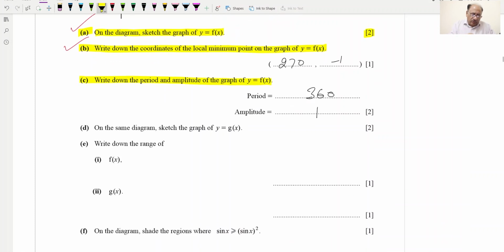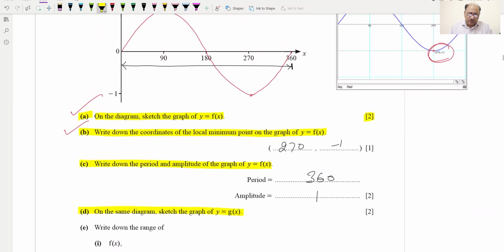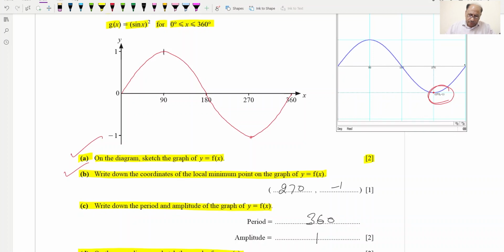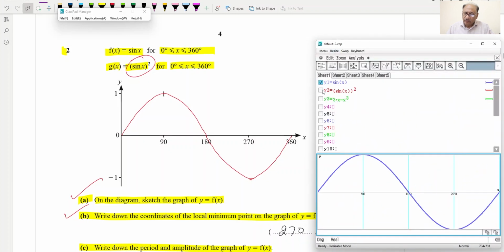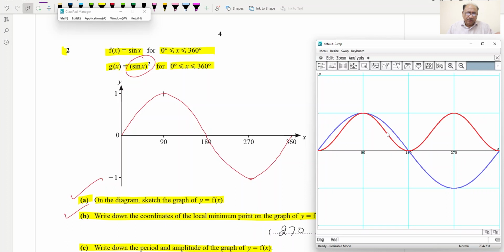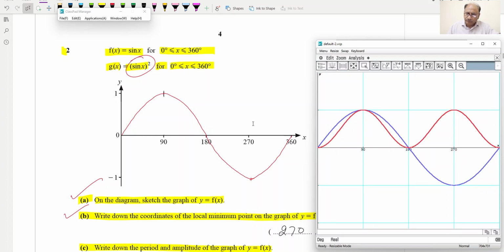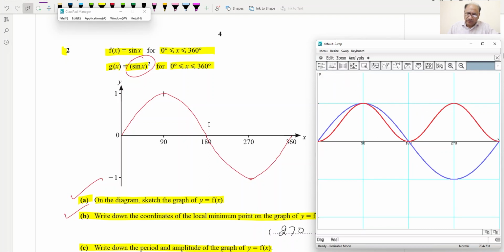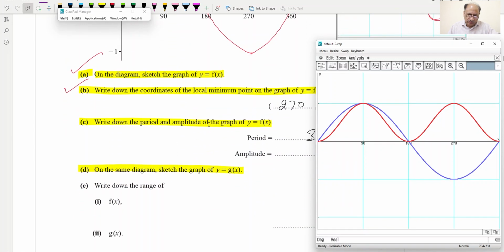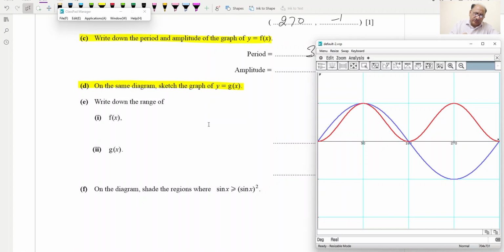Now part D: on the same diagram, sketch the graph of y equals g of x. On this same diagram we have to plot the graph of g of x, and g of x is sine x squared. We will plot g of x also, so this is equal to sine of x squared, and this is basically the function which we have plotted. And for this function, they are saying to write down the range and sketch the function.